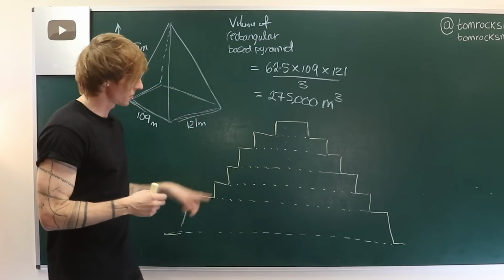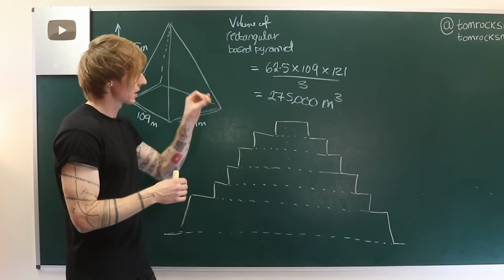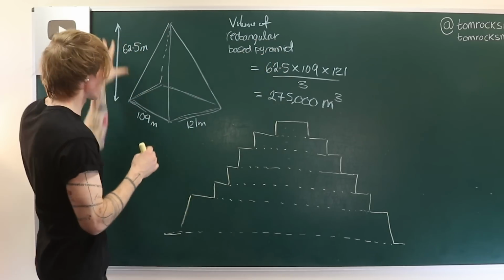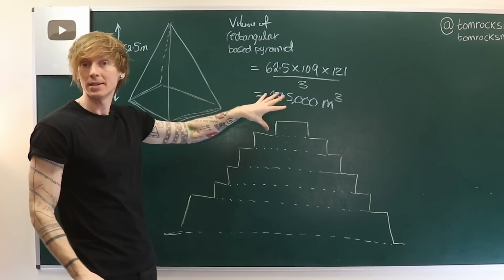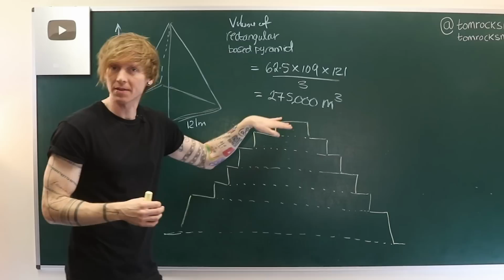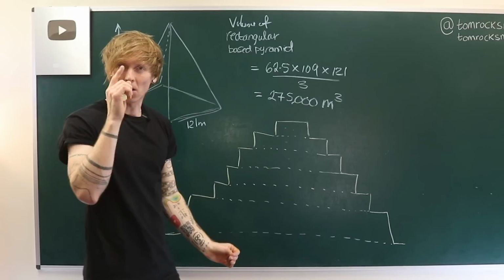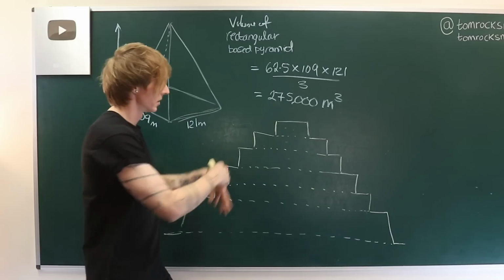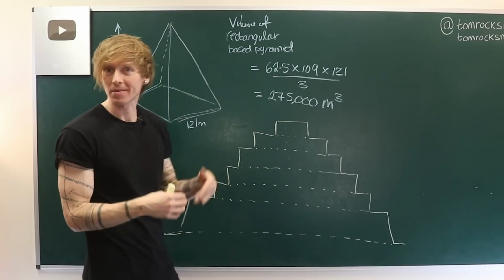Now, before we do that, I'm going to pose a question for all of you as the viewers. Do you think the volume of the step pyramid will be larger or smaller than the volume of the regular slanted pyramid that we've already calculated? So when we work this out, will this give a larger value than 275,000, or will it give a smaller value? Hold that thought and we can check it at the end once we have our hopefully more accurate estimate for the volume of the Pyramid of Djoser.